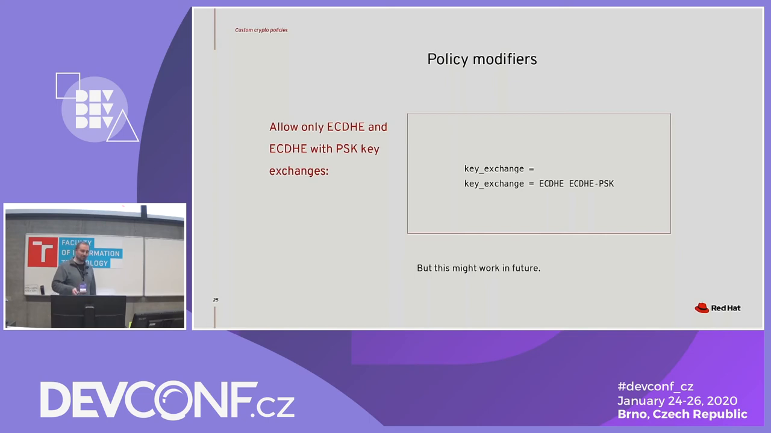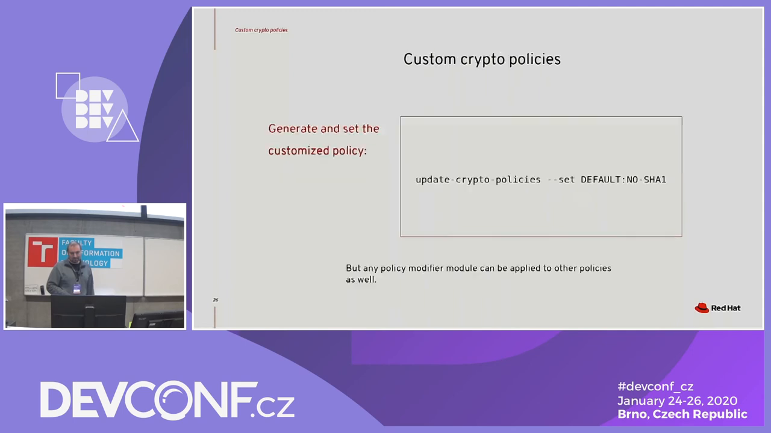Okay, I actually already committed this change into the master branch, but it's not shipped anywhere yet. So yeah, this is already a summary of how I can set the policy with the modifier. I can apply the modifier to any policy. There is no restriction like no SHA-1 can be applied only to this level. No, you can apply it to any policy, even to your own policy if you have some policy written from scratch.